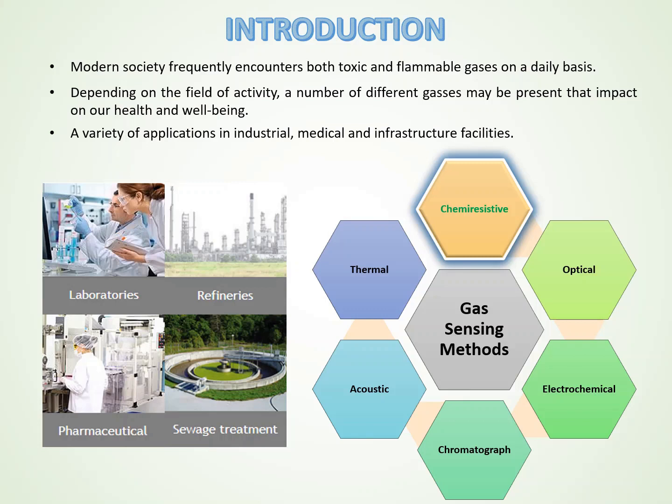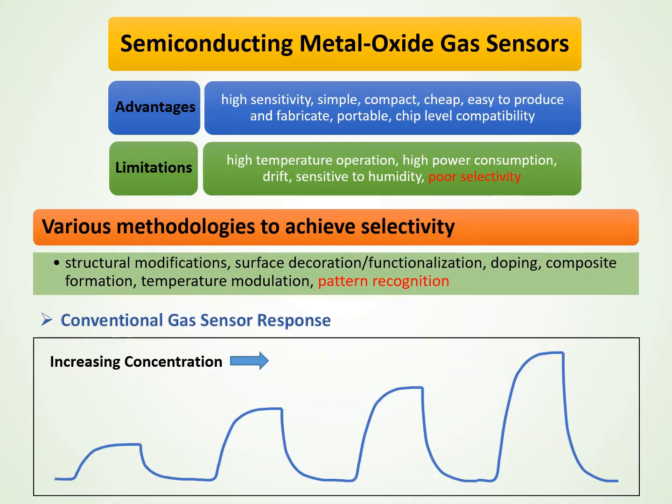Different gas sensing methods have been developed in the past and exploited by researchers, namely chemiresistive, optical, electrochemical, chromatographic, acoustic, and thermal. Here we have primarily focused on chemiresistive based gas sensors. Semiconducting metal oxide based gas sensors offer several advantages as listed here. It also has some limitations. Among them, poor selectivity is of prime concern due to its cross sensitivity to different gases.